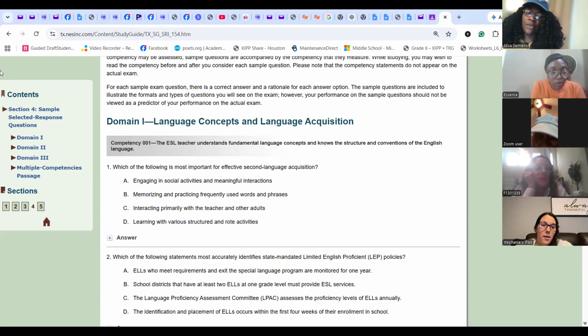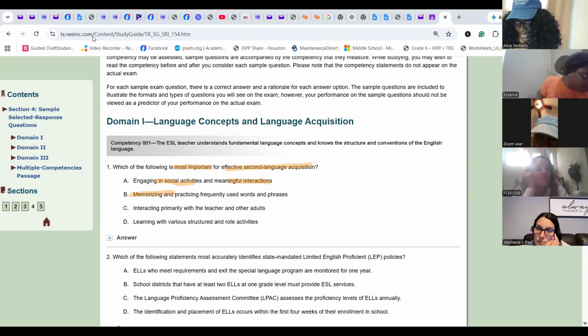So it says, which of the following is most important for effective second language acquisition? A, engaging in social activities and meaningful interactions. When you go and take the actual exam, you do have the highlighting feature. So that's a good thing. B, memorizing. Memorizing is always a bad word. Please stay away from memorizing. Anything to do with memorizing or copying, always a no-go.